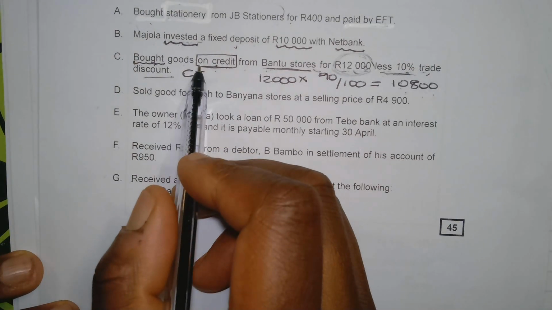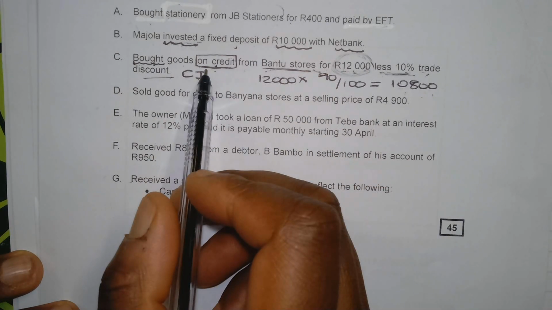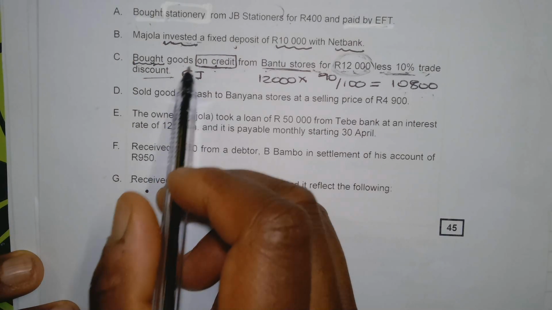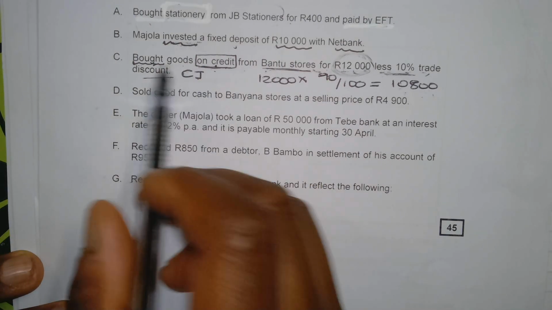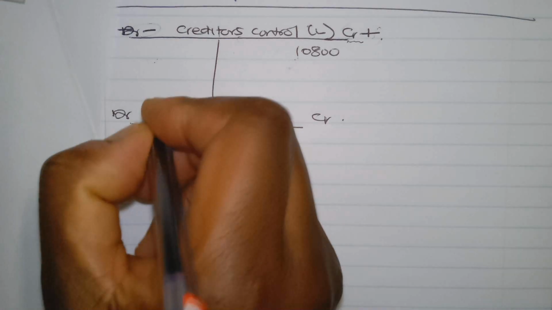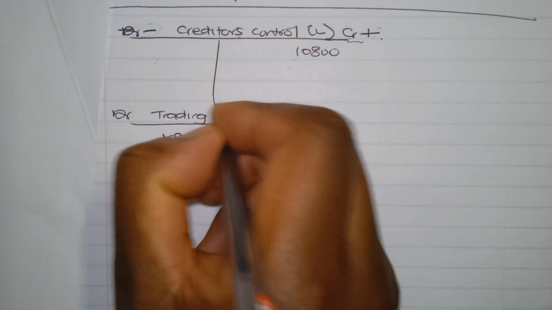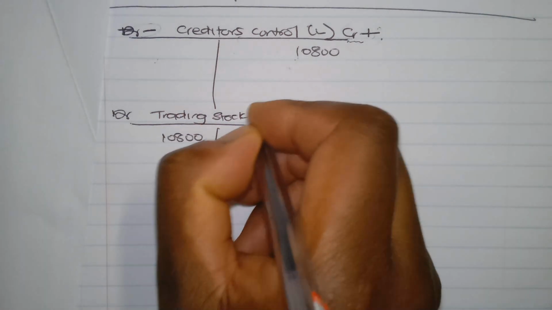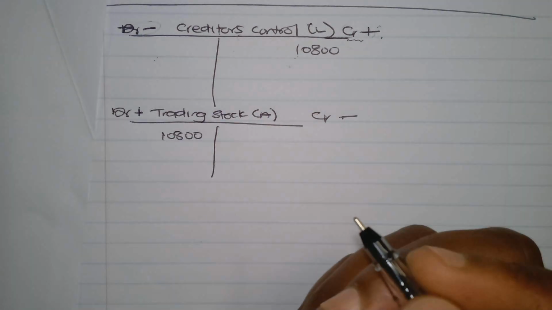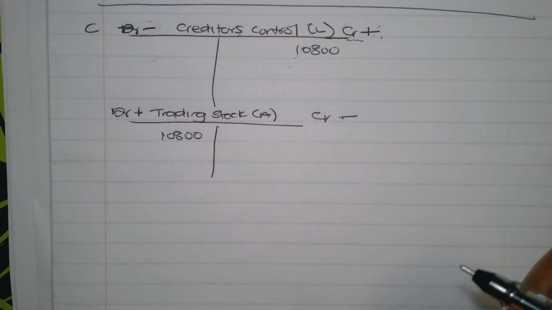Bought goods on credit from Bantu stores for 12,000. Without going far with this, can you see? We bought goods on credit. This is why we took credit. So usually goods are what? Trading stock. Trading stock is an asset, classified as an asset, increases on the debit side. Can you see? All right.